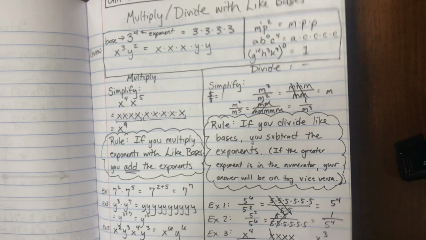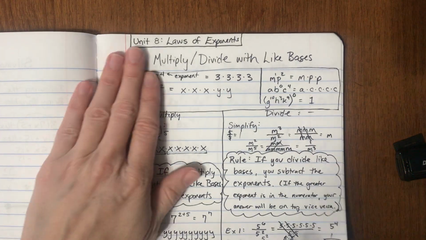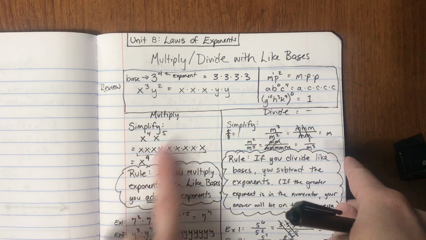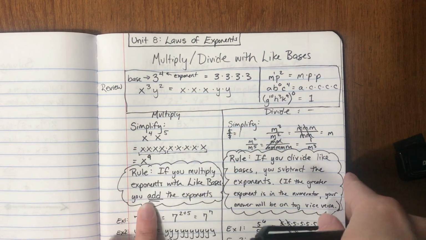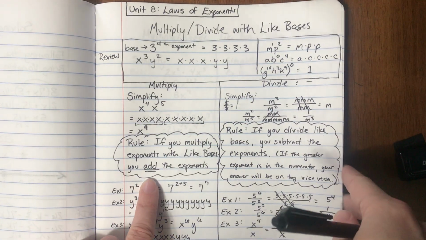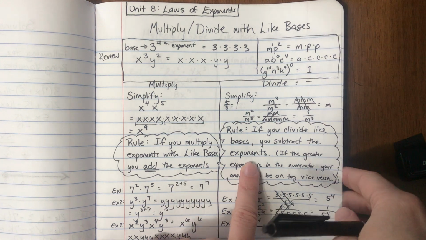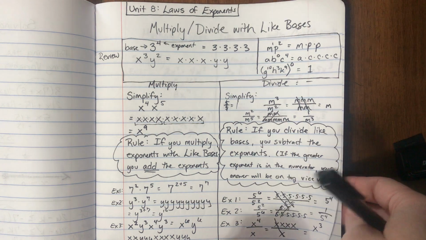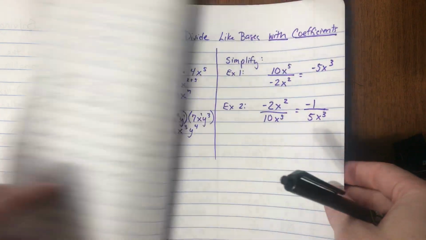Hi, algebra students. So over the past couple of weeks, we have now looked at all the different types of laws of exponents. So if you think back to the pages of notes we've already taken, we've learned about multiplying and dividing with like bases. So we've learned the rules that if you multiply exponents with like bases, you add the exponents. And we've learned that if you divide like bases, you just subtract the exponents and decide if it goes on the top or the bottom.